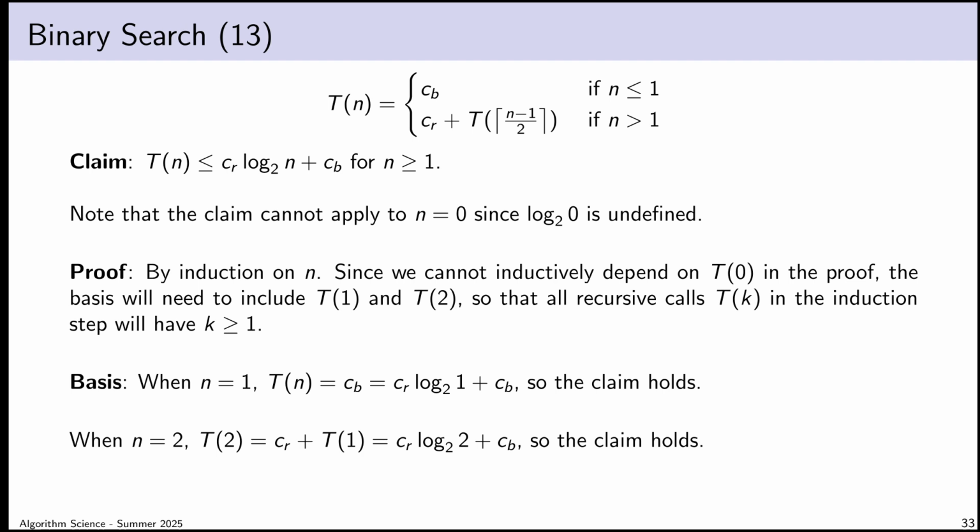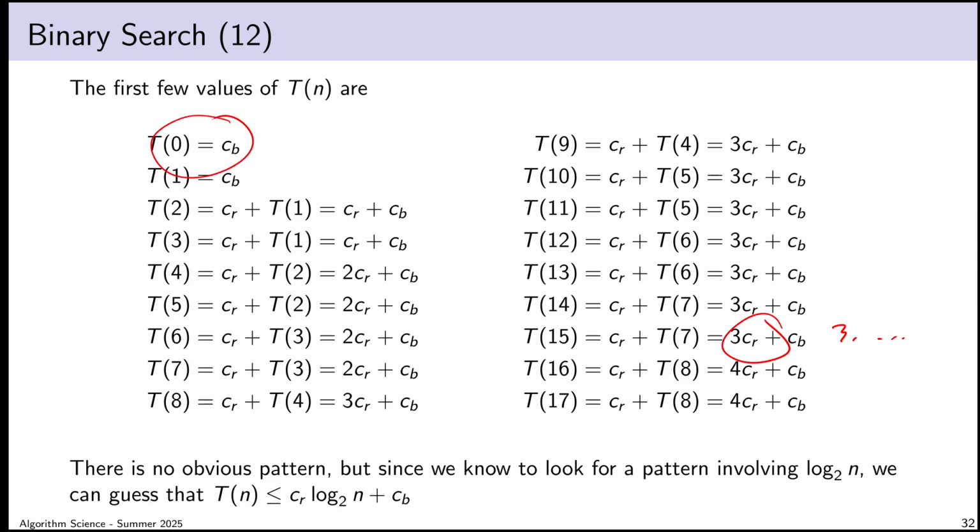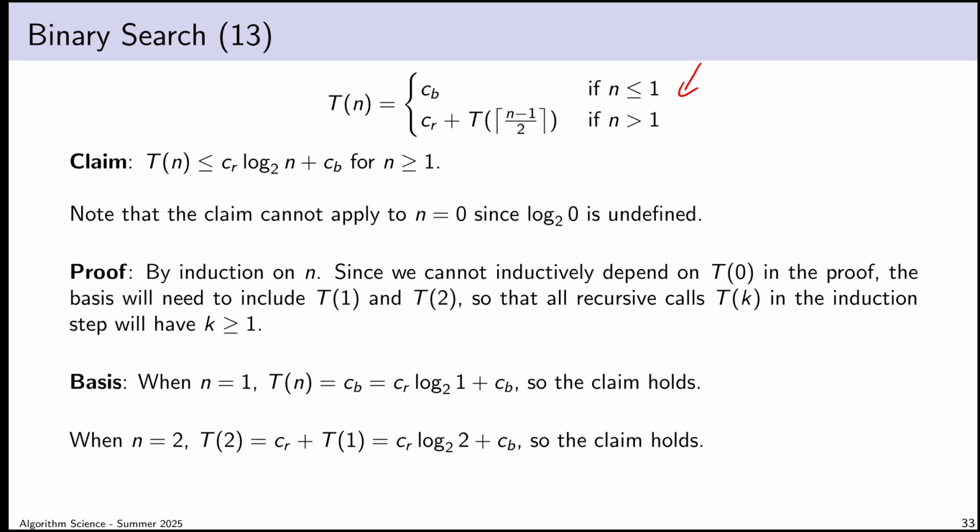So let's try and prove that T of n is less than or equal to c sub r times log base 2 of n plus c sub b. Okay, now we already have a problem on our hands, which is that the recurrence does have a value for n equals 0. I mean, it's just CB. I'm allowed to evaluate it. But this claim doesn't apply for n equals 0. I can't use n equals 0 because if I were to claim that T of n is less than or equal to CR times log base 2 of 0, that would put me in a difficult situation. So I can't do that.